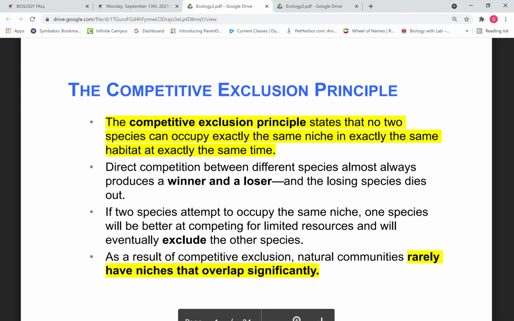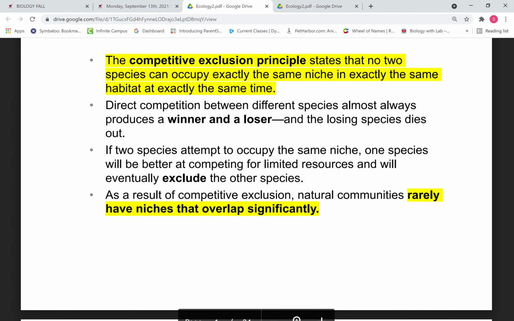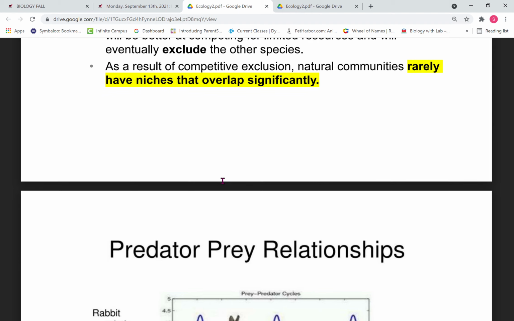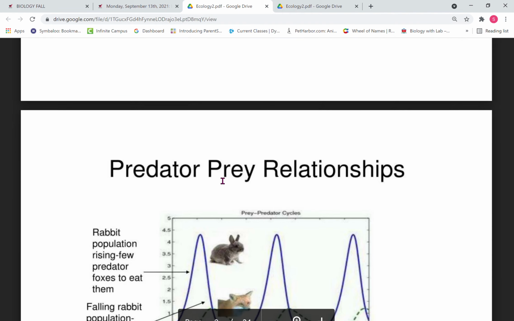The competitive exclusion principle we did already talk about. It's talking about competition, that no two species can occupy the exact same niche at exactly the same time. Same thing for the habitat. You can have that happen occasionally, but it's incredibly rare. You will have a winner and a loser. So what happens if the loser sticks around? They end up being excluded from the resources and end up decreasing in population.